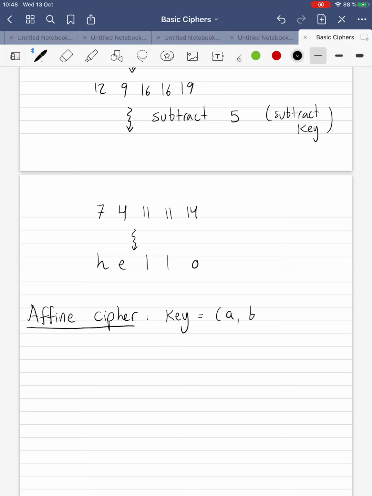Let's say A and B, where A and B are numbers between 0 and 25. But I'm also going to ask something special for A. I want A needs to be invertible. Okay, what does invertible mean?